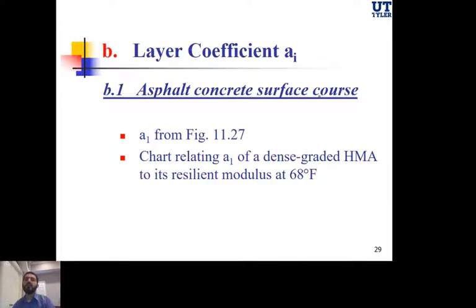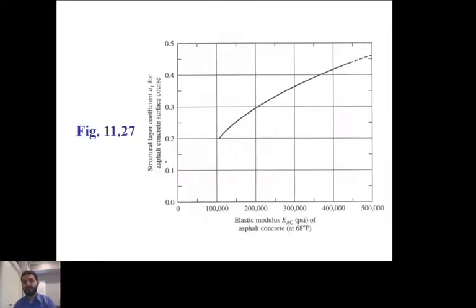So let's get going with the first layer coefficient. The top layer, we call it layer 1. That's why the asphalt concrete surface course, we call A1. To get A1, the layer coefficient for the top layer, we get it from figure 11.27. This chart relates the layer coefficient of the dense graded hot mix asphalt to its resilient modulus at 68 degrees Fahrenheit. So this is the graph that you're going to be using.